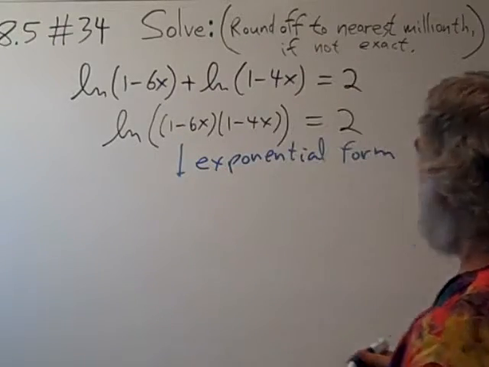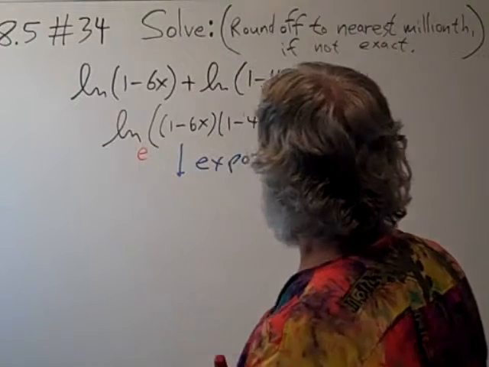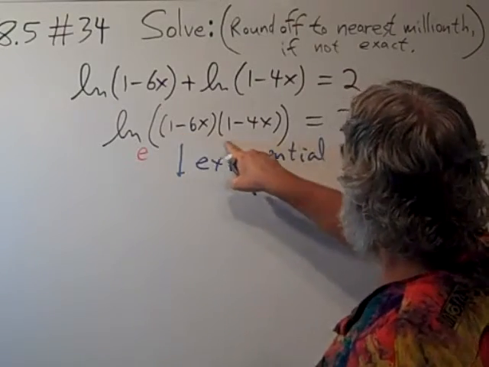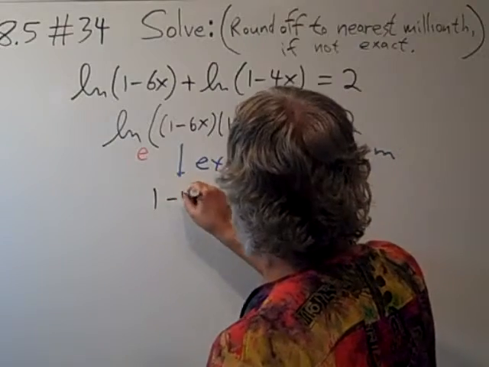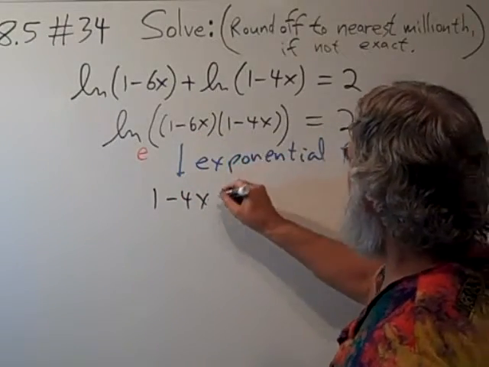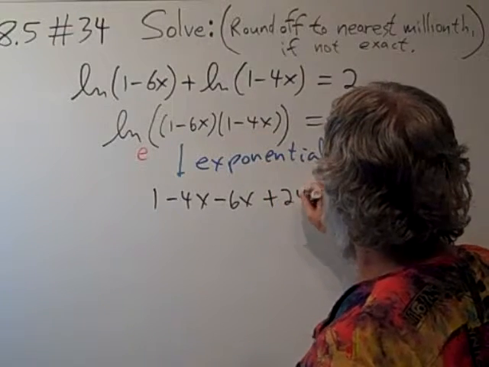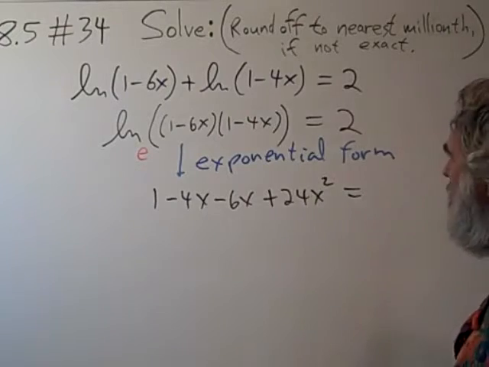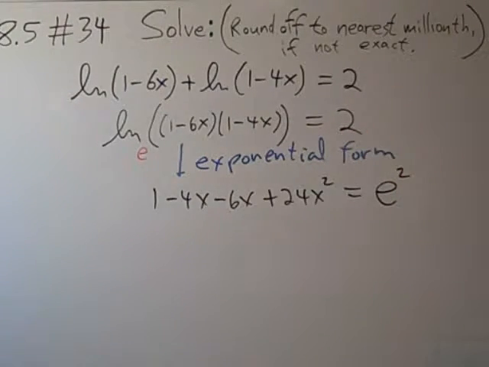To rewrite the above equation, and this is log base e, since the natural log is the log to the base e. So writing this in exponential form, we have the argument here, which is 1 times 1 is 1, 1 times negative 4x is negative 4x, negative 6x times 1 is negative 6x, negative 6x times negative 4x is positive 24x squared. And on the other side, we have e to the second power when we're writing it in exponential form.